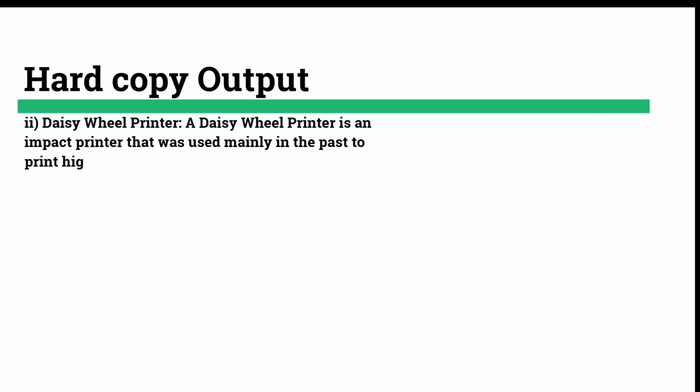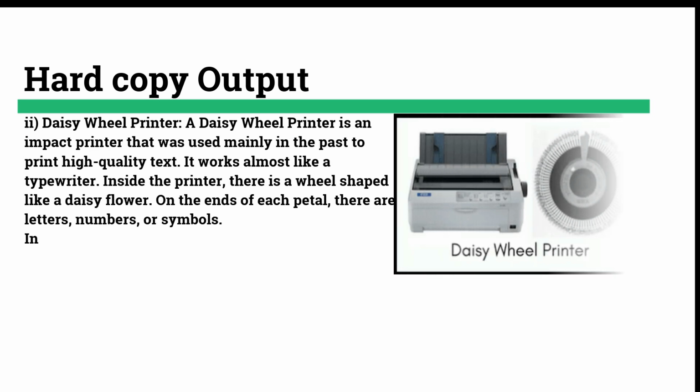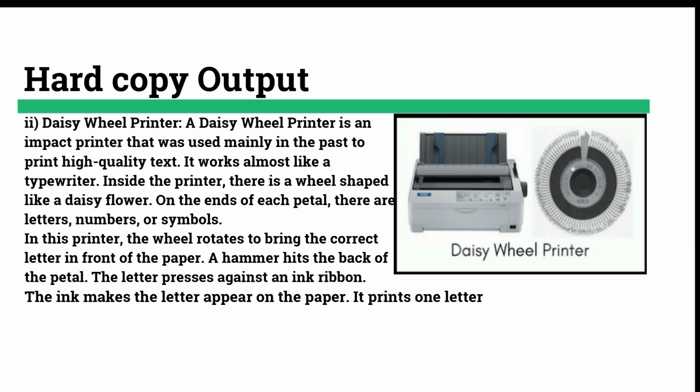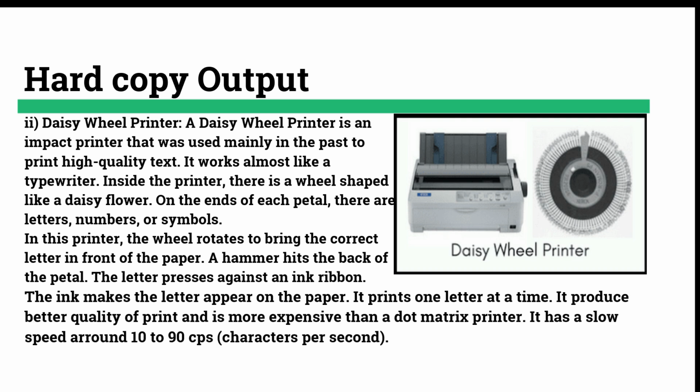2. Daisy wheel printer. A daisy wheel printer is an impact printer that was used mainly in the past to print high quality text. It works almost like a typewriter. Inside the printer, there's a wheel shaped like a daisy flower. On the ends of each petal, there are letters, numbers, or symbols. In this printer, the wheel rotates to bring the correct letter in front of the paper.